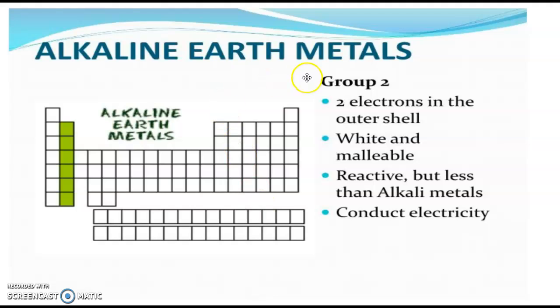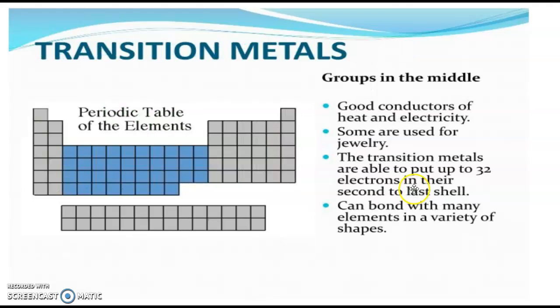Next one is the alkaline earth metals. They are mentioned in a green color. These have two electrons in the outer shell. They are white and malleable. Malleable is nothing but they can be drawn into thin sheets. Ductility is nothing but they can be drawn into thin wires. Reactive but less than alkali metals. They also conduct electricity.